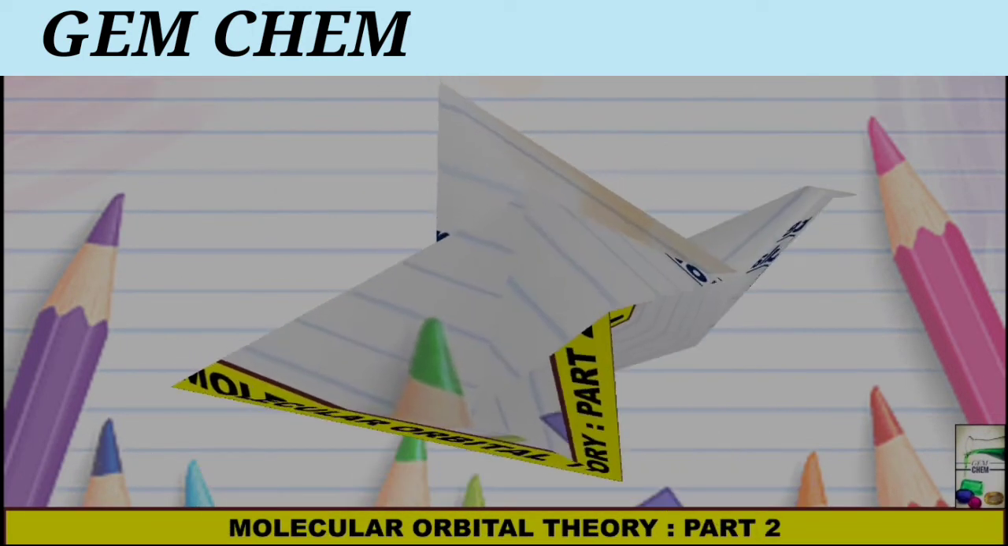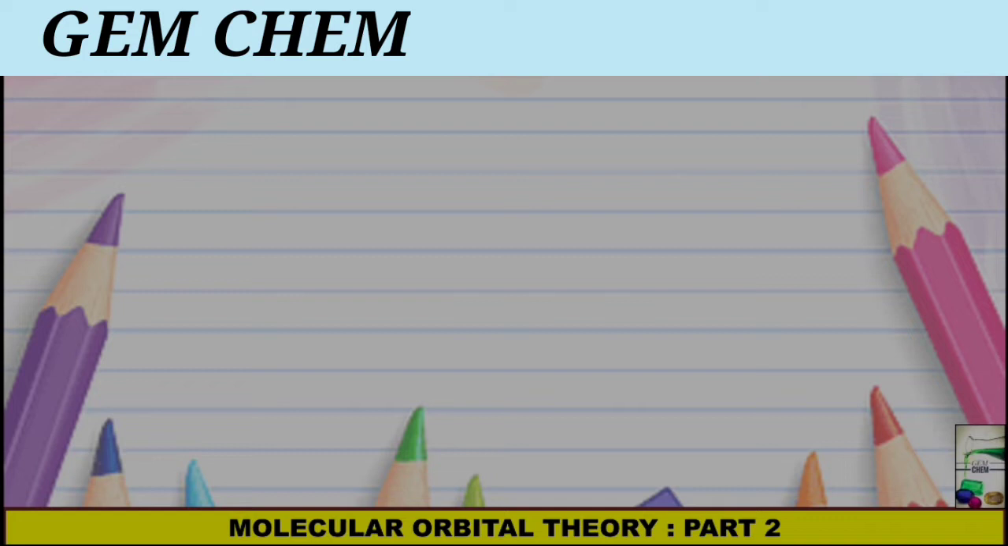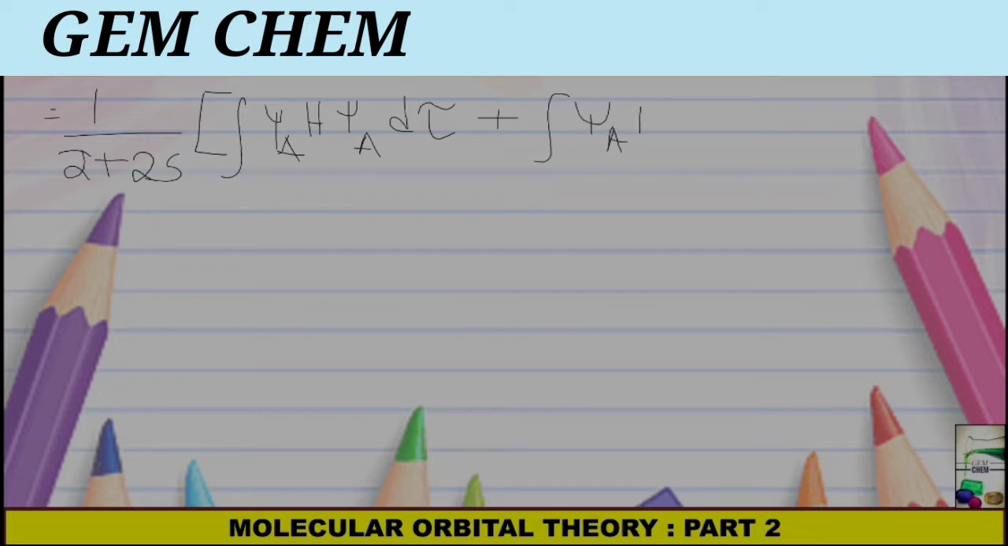In the next step, what will we do? This expression will be written like this, that is 1 by 2 plus 2s, and within the bracket you can write integration xi a H xi a d tau plus xi a H xi b d tau plus xi b H xi a d tau, and next integration xi b H xi b d tau.